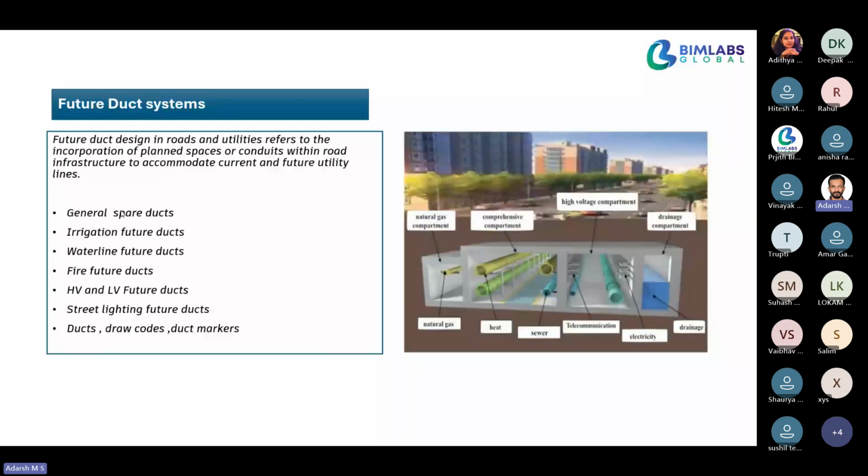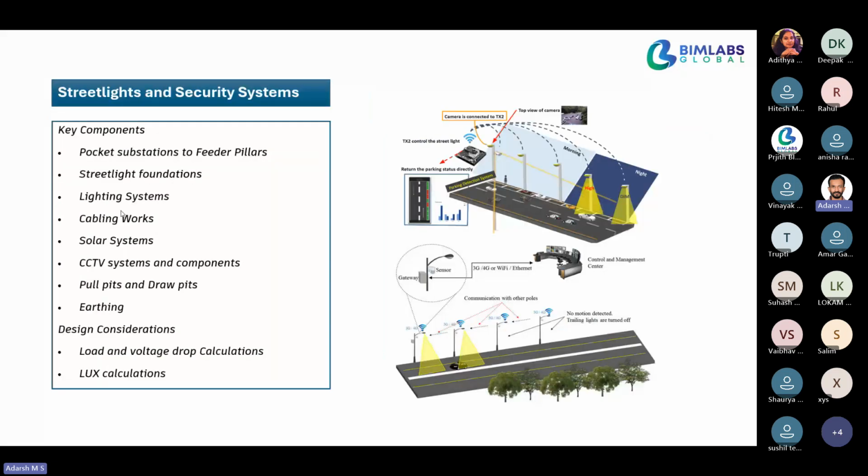As I mentioned, we can use this BIM for every utility involved in a single project. Here you can see fire duct systems in a highway project. Street lights and security systems will be there in a highway project. So everything should be coordinated in a perfect way. For that, we can use this building information modeling.